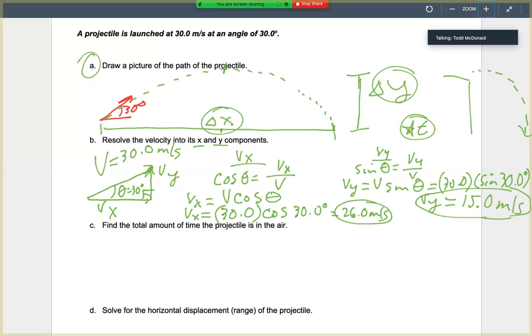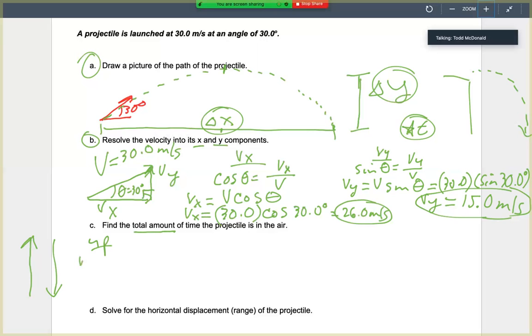Okay. The next thing we're going to do is figure out how much total time it's in the air. So remember, it's going to go up and then it's going to go down. If you look at my projectile path from part A, the first half of it is the up, and the second half of it is the down. So just like we dealt with free fall before, we either work with up or down. I'm going to work with the up, and we're going to do kinematics again.